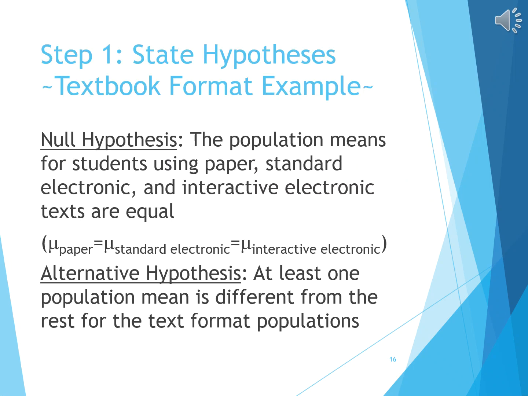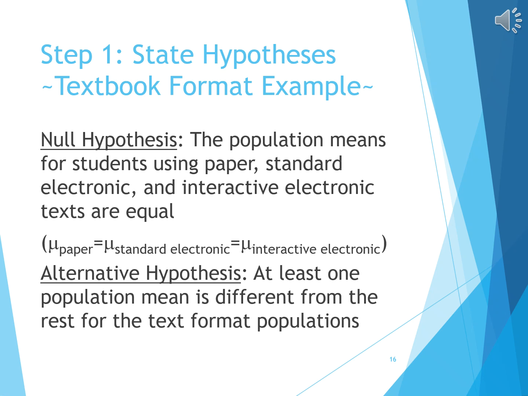As always, step one is to state hypotheses. So the null hypothesis in our example is going to be that the population means in terms of the satisfaction ratings of students using paper, standard electronic versus interactive electronic texts are all equal. That means that in none of those cases will we have a significantly higher or lower satisfaction rating among students. So you can see that the population mean for each of those conditions should be equal to each other.